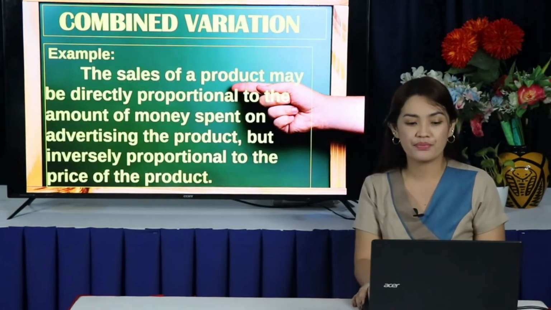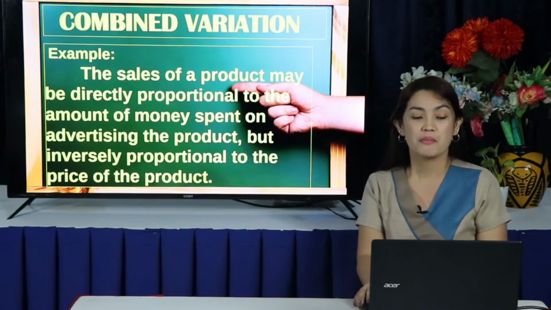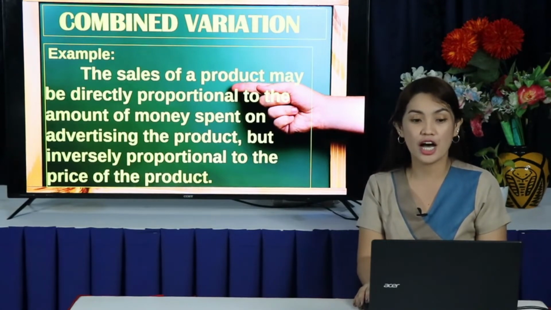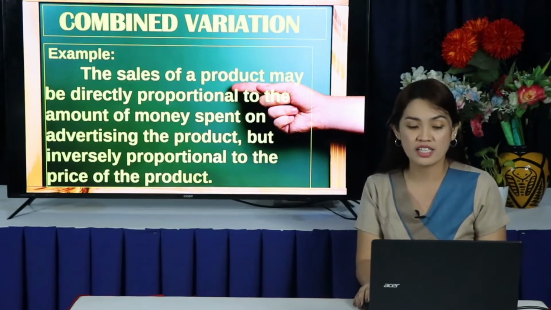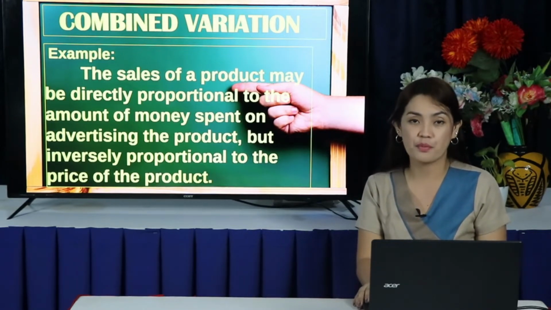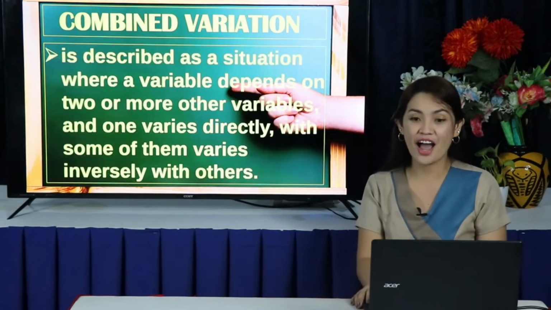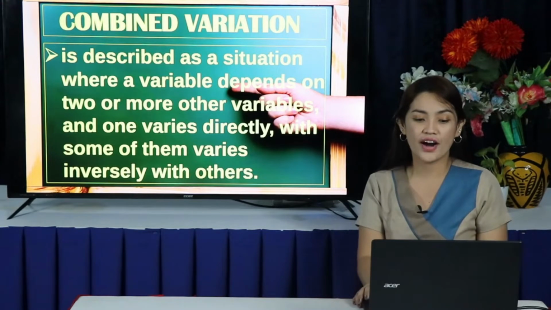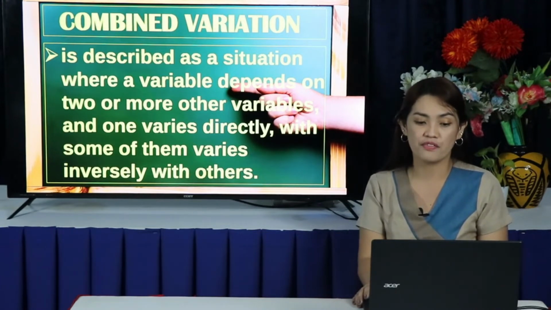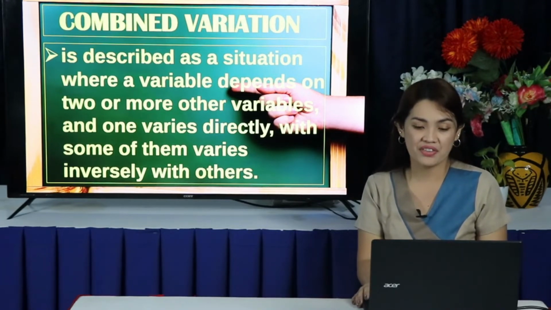For example, the sales of a product may be directly proportional to the amount of money spent on advertising the product, but inversely proportional to the price of the product. A combined variation is described as a situation where a variable depends on 2 or more variables, and one varies directly with some of them, varies inversely with others.